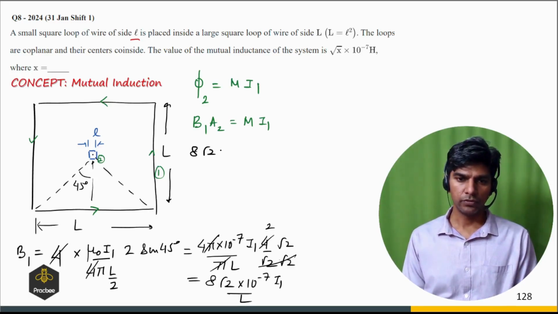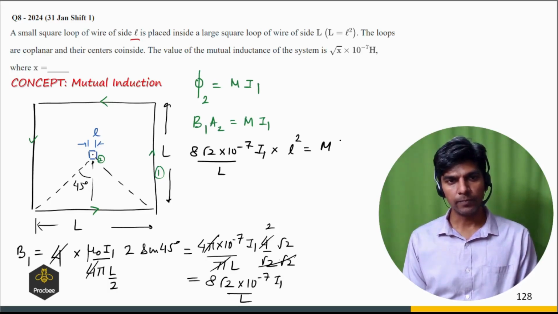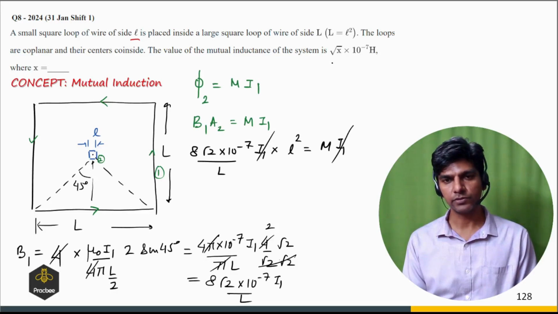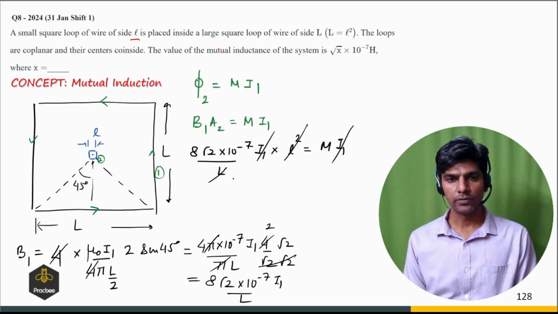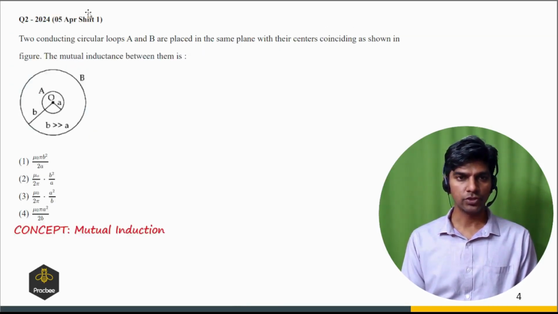So let us put the value here. 8 root 2 times 10 raised to power minus 7 divided by L times I1, and A2 in this case will be small l square, and it is equal to M times I1. So this I1 will get cancelled out, and we have been given capital L is equal to l square. So let us remove this. It comes out to be root of 128 into 10 raised to power minus 7. So x comes out to be 128, right? So let us see the next question.